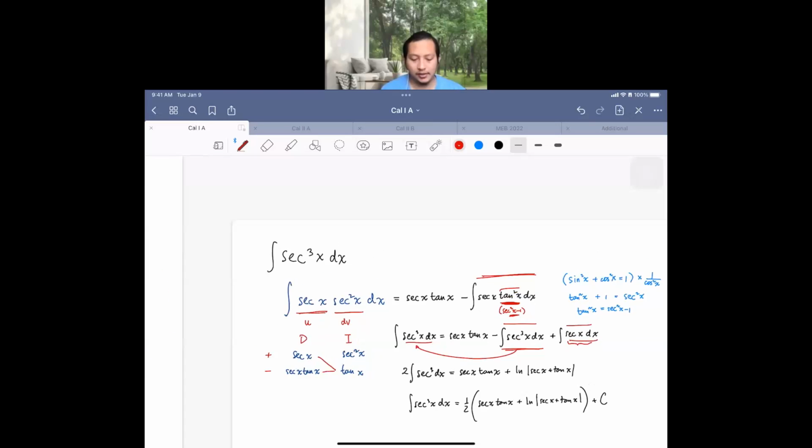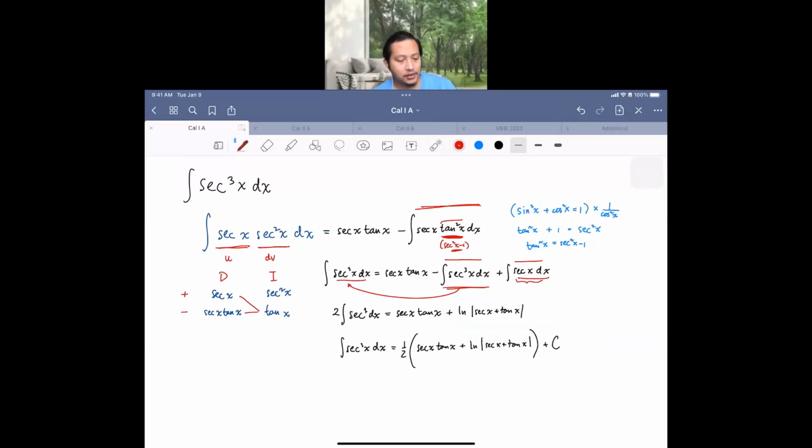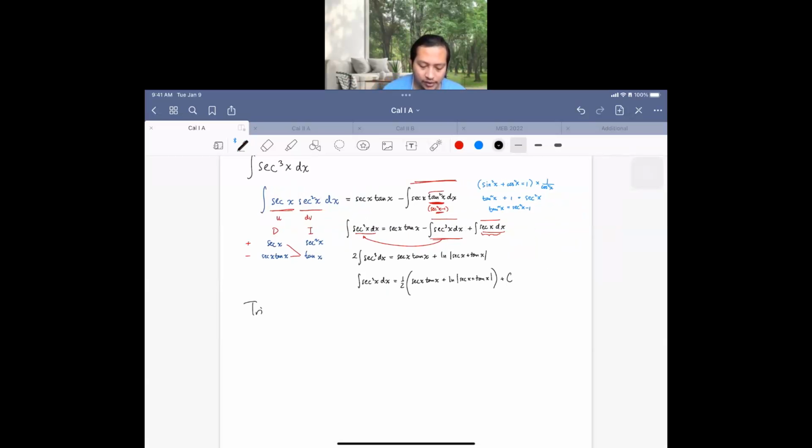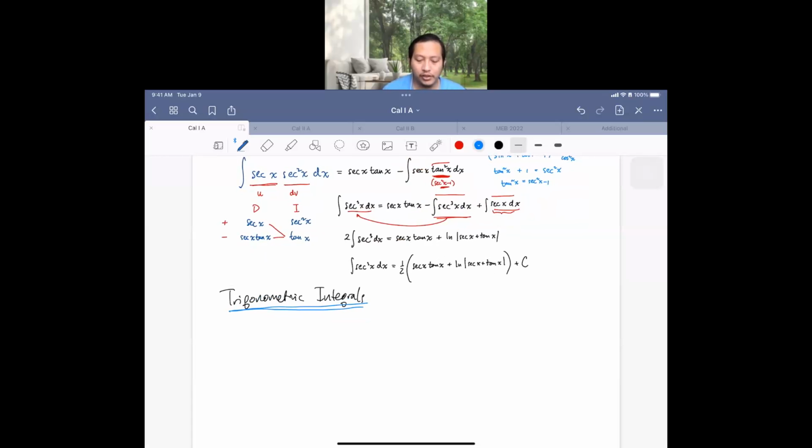Now that is a little bit of an example for secant and secant cube. So what I want to share with you today is basically what we call trigonometric integrals. The title should be at the beginning, but let me write this here. Before we move to secant and tangent, we can start from sine and cosine just to look in more detail.